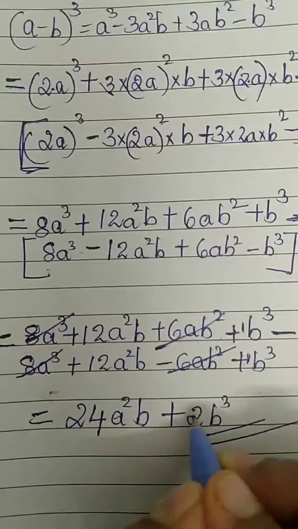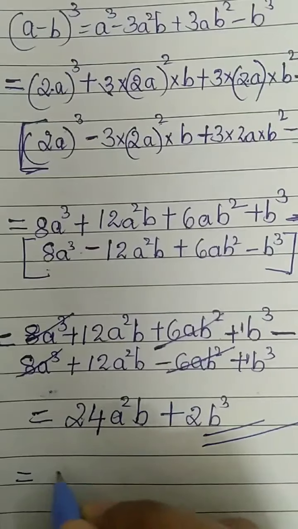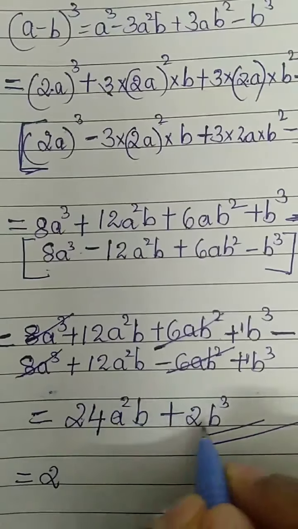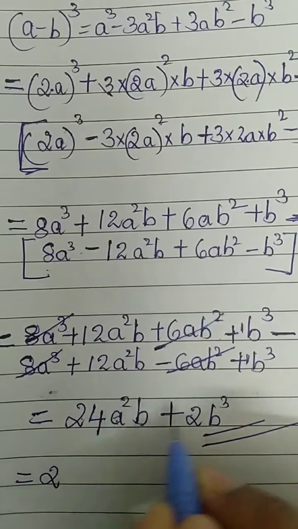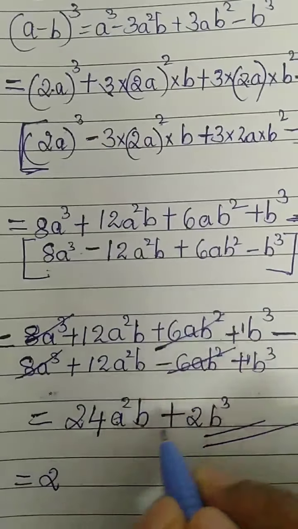Or else, from these two numbers, 24 goes in 2's table, no? So I can take 2 common. And what else is common? A is here? Is A here? No. Here we don't have A. So A can't be taken as common.